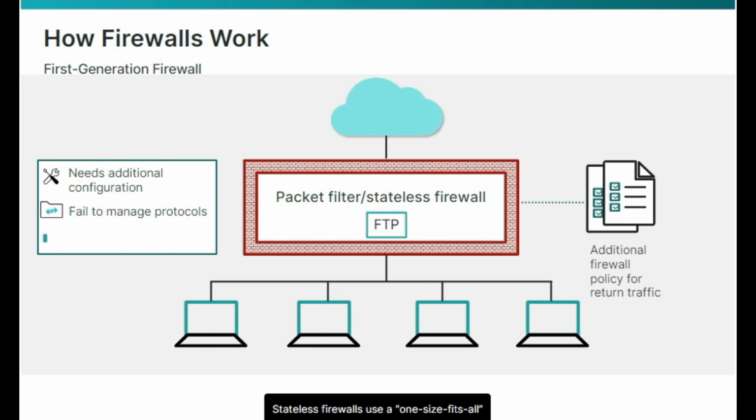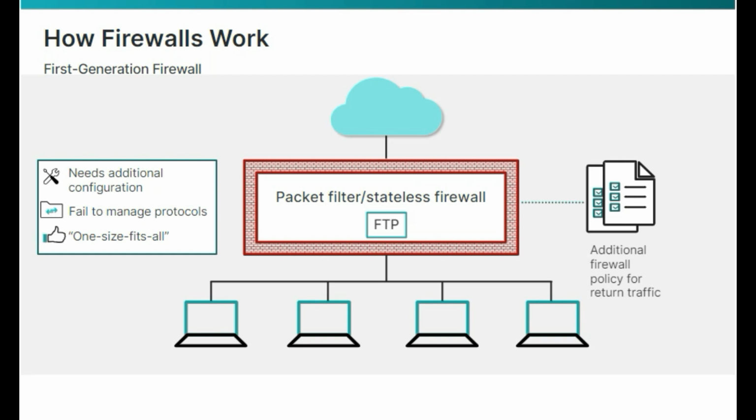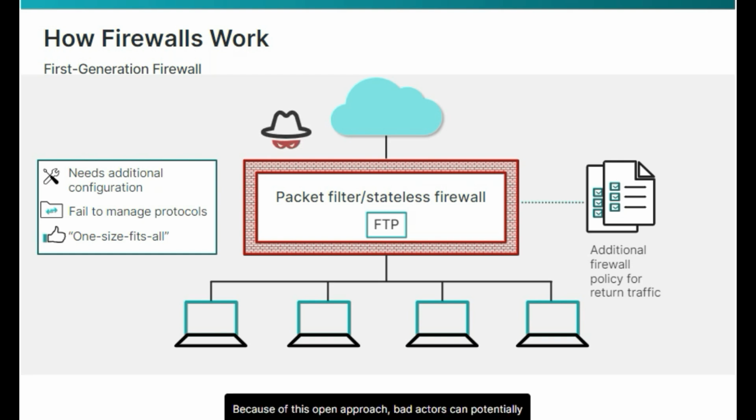Stateless firewalls use a one-size-fits-all approach to decide whether to allow traffic to pass. Because of this open approach, bad actors can potentially bypass firewall rules and inject rogue packets through acceptable protocols and ports, or exploit bugs in computer networking software.